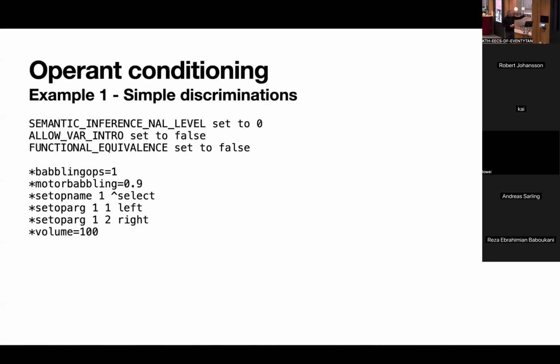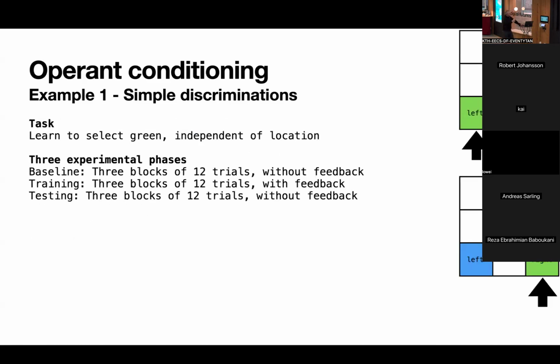So the three top lines there, semantic inference level, allow var intro, and functional equivalence, are compile time parameters that you can enter in the config file of ONA before compiling it. And then when you start the system up, you write the things there with the stars. That's once again the only thing needed to start a system that then only has the abilities of temporal reasoning and procedural reasoning. So you could then have an experiment like this and use the experimental methods from learning psychology.